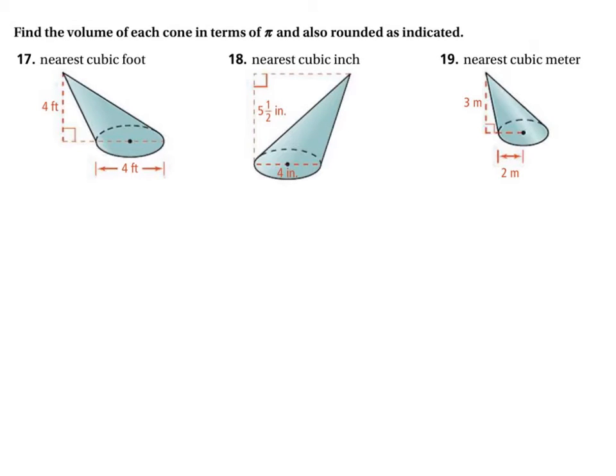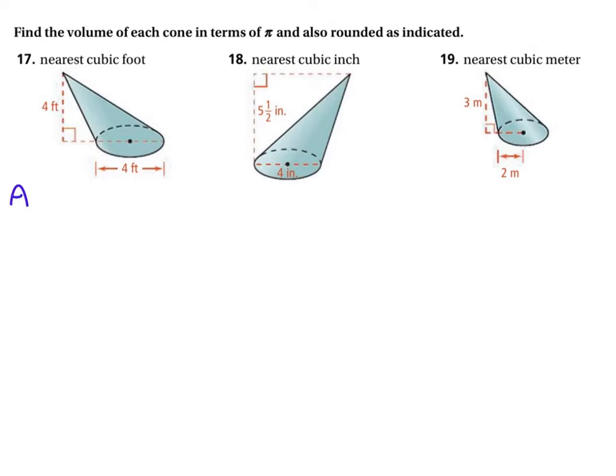All right, find the volume of each cone in terms of pi and then also rounded to the indicated unit. And for each one, they're doing it to the nearest full cubic unit. Nearest cubic foot for 17, nearest cubic inch for 18, nearest cubic meter for 19. No problem. And actually, finding it these two different ways is really not a stretch, because watch what we'll do.